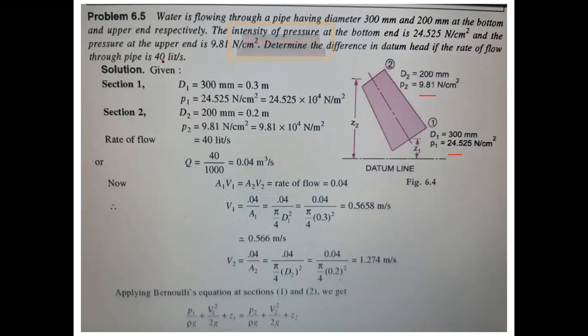If the rate of flow Q is given as 40 liters. Now write the given data, write the diagram also. D1 is 300, P1 given, D2 given, E2 given. So the areas you can find automatically. As soon as D1 comes, find the area immediately, and when D2 comes, find the area immediately. Now what is the rate of flow? 40 liters per second, that is 40 by 1000 is equal to 0.04 meters cubed per second, convert it.